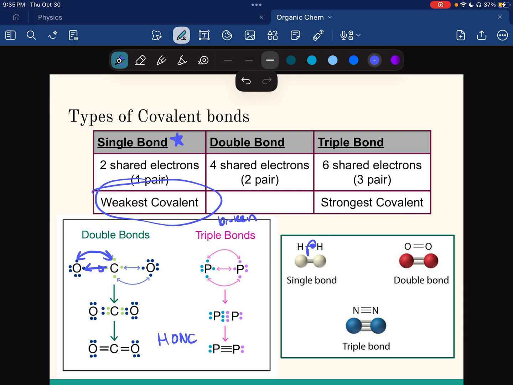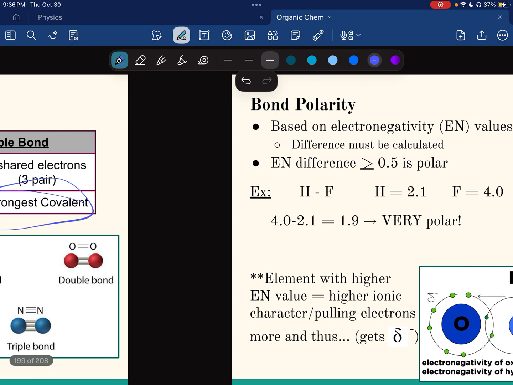If you have an elastic string supporting, maybe we'll draw it like this, a heavy block, it's much more likely to snap than if you have 3 cords holding up a block. That's just basic physics. But yeah, a triple bond is the strongest and a single bond is the weakest.